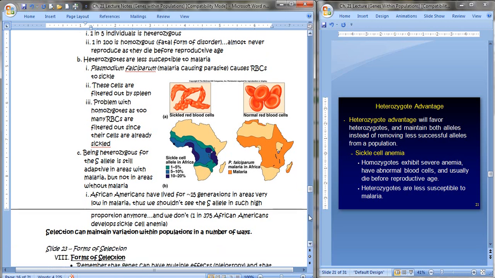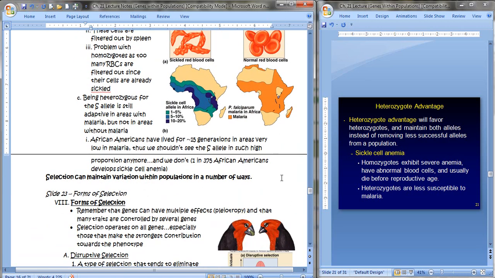What's also interesting is African Americans have lived for about 15 or so generations in areas very low in malaria, like in the States and other countries. Thus, we shouldn't see this S allele in such high proportions anymore. And in fact, we don't. Now, only about 1 in 375 African Americans develop sickle cell anemia, as opposed to their ancestral counterparts having a much higher rate of that.